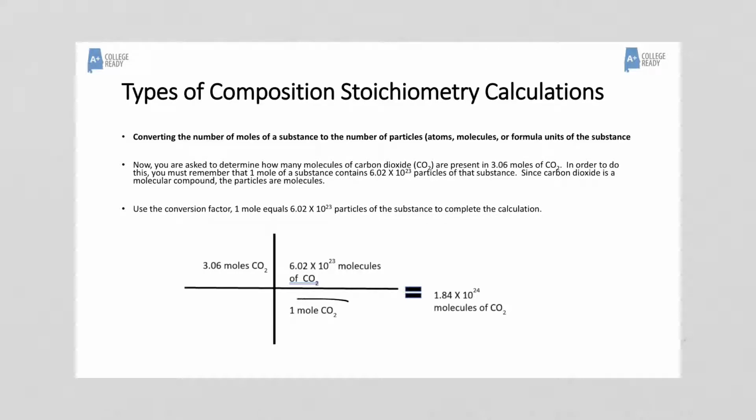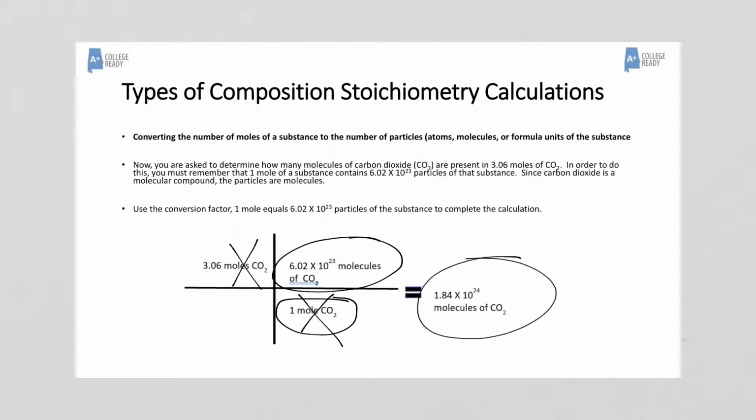Our conversion factor is 1 mole of CO2 is equal to Avogadro's number worth of particles, in this case molecules. The mole portion of that conversion factor goes on the bottom so that it will cancel with moles there. We then multiply 3.06 times 6.02 times 10 to the 23rd, and we end up with 1.84 times 10 to the 24th molecules of carbon dioxide. And again, that's the number of molecules of CO2 found in 3.06 moles of the compound.